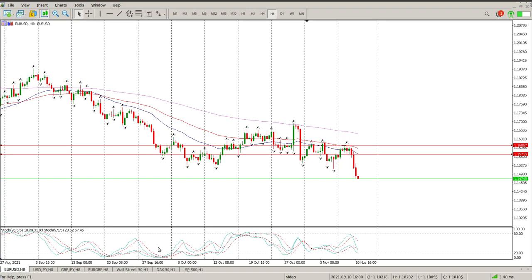So starting off with Euro USD as usual, and we did get the breakout of the consolidation area that I had yesterday. So remember, the trend has been down. We've been below the moving averages, and you can see there was a consolidation that was going on sort of most of the beginning of the week with lots of range bars, and then we got the break.